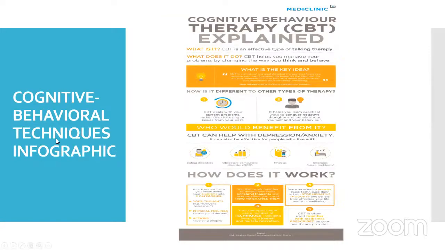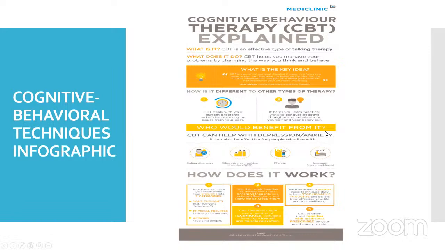Now this is the cognitive behavioral techniques infographic. This is a text-based infographic telling you what it is. It is an effective type of talking therapy. What does it do? CBT helps you manage your problems by changing the way you think and behave. How is it different from other types of therapy? CBT deals with your current problems rather than focusing on issues from your past. It helps you learn practical ways to conquer negative thoughts and beliefs about yourself and your behavior.